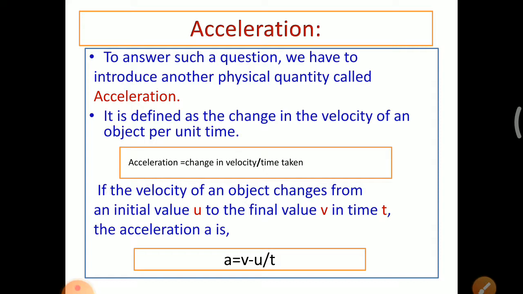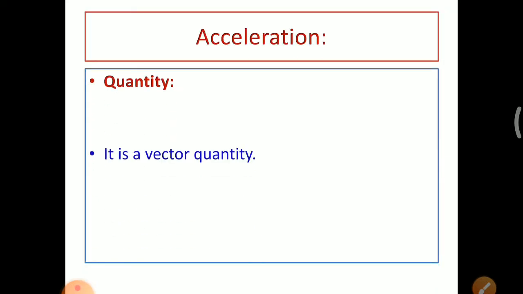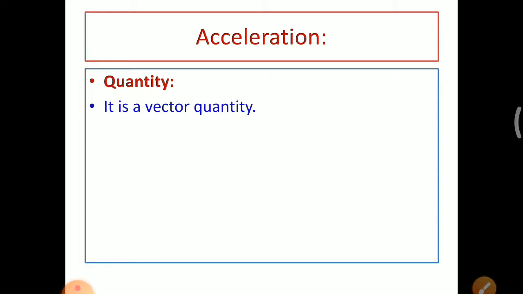If you take a train, the starting velocity of the train is more, but the final velocity of the train is less. When we apply the brake, the velocity is reduced. And it is also a vector quantity, because acceleration equals velocity by time. The velocity is a vector quantity, which means the acceleration is also a vector quantity.